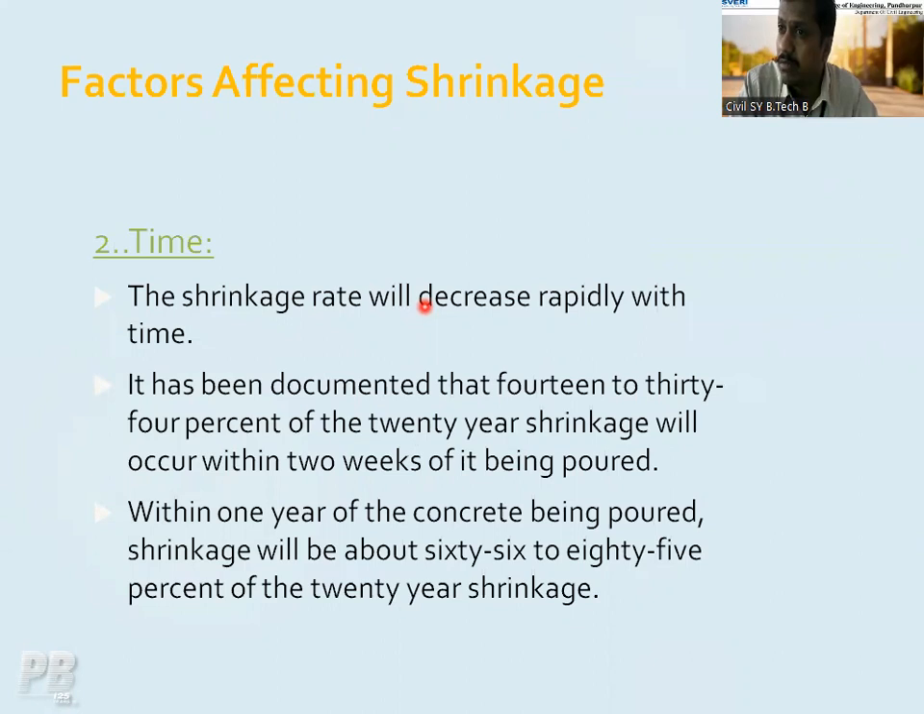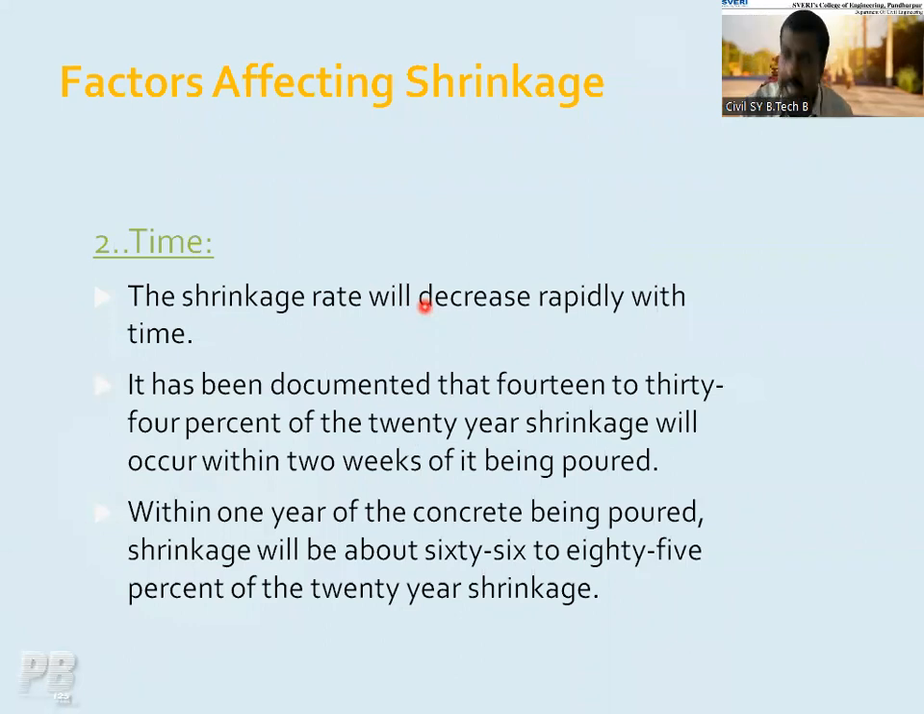If you have not executed the work as per the plan, if you have done some malpractices, if you are using a wrongly mixed proportion or your execution is wrong, then definitely shrinkage will keep increasing very rapidly. But the shrinkage rate will decrease with time. After 1 year, after 2 years, after 3 years, the rate of the shrinkage goes on decreasing.